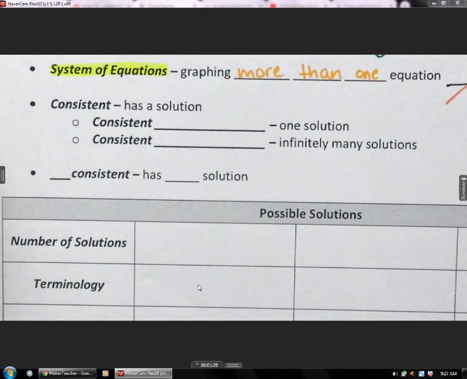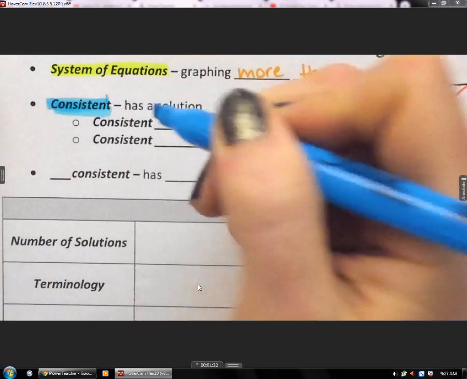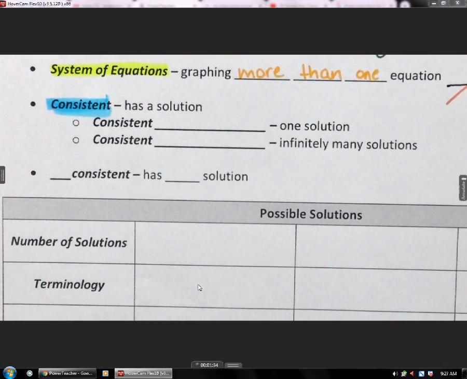Consistent is a new vocab word I'm going to teach you. Consistent just means that it has a solution. Consistent means that there is a solution. A solution exists. Now, there's consistent independent and consistent dependent. This is why you have your cheat sheet. They're easy to mix up.